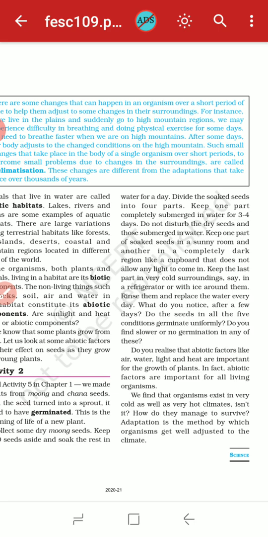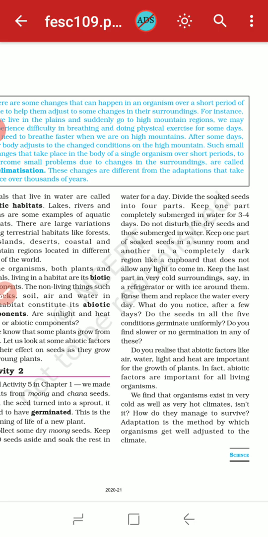Keep the last part in a very cold surrounding, in a refrigerator or with ice around them, that is, in a freezer. Then rinse them and replace the water every day. What do you notice? After a few days you will notice: do the seeds in all the 5 conditions germinate uniformly? No, they cannot germinate. Do you find slower or no germination in any of these?